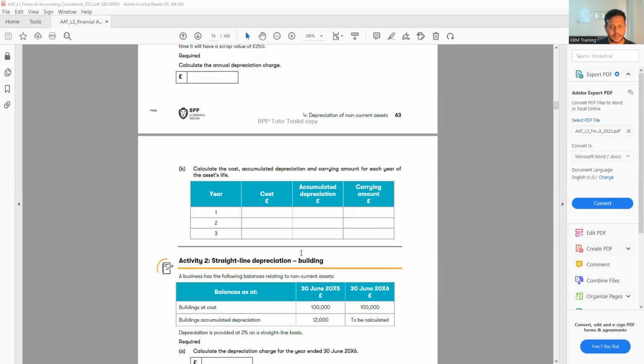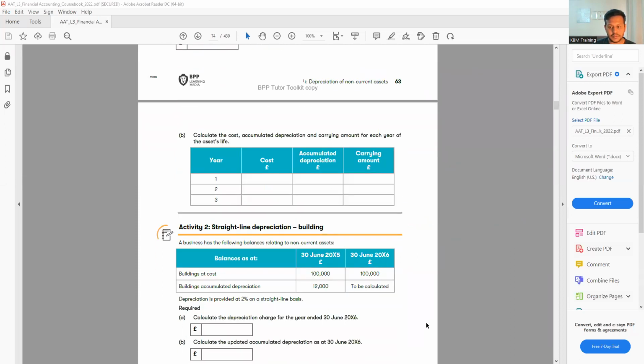The next one, we have depreciation for each year. It's going to be the same, remember that. Year one, the cost is 2,500. They ask how we calculate the accumulated depreciation and the carrying value. So let's try to do that. The cost is 2,500, year number one. The accumulated depreciation, total depreciation so far, is 750. 2,500 minus 750 gives you 1,750.